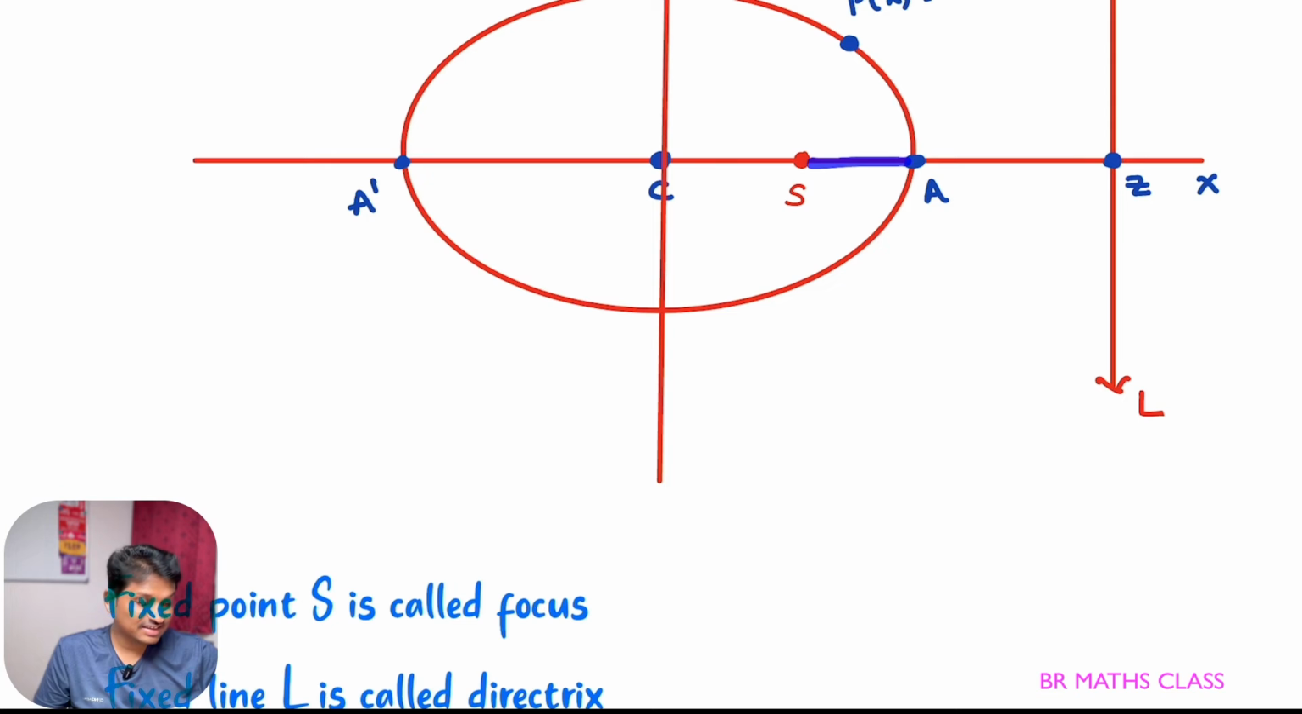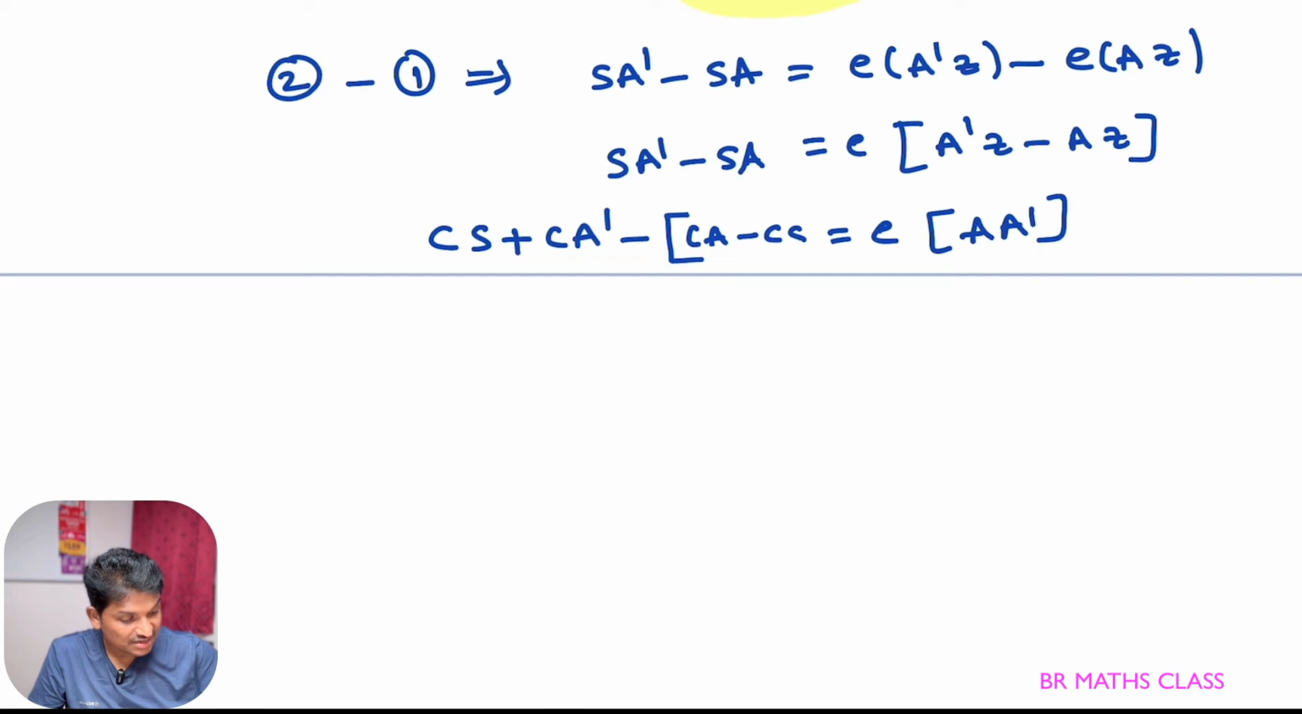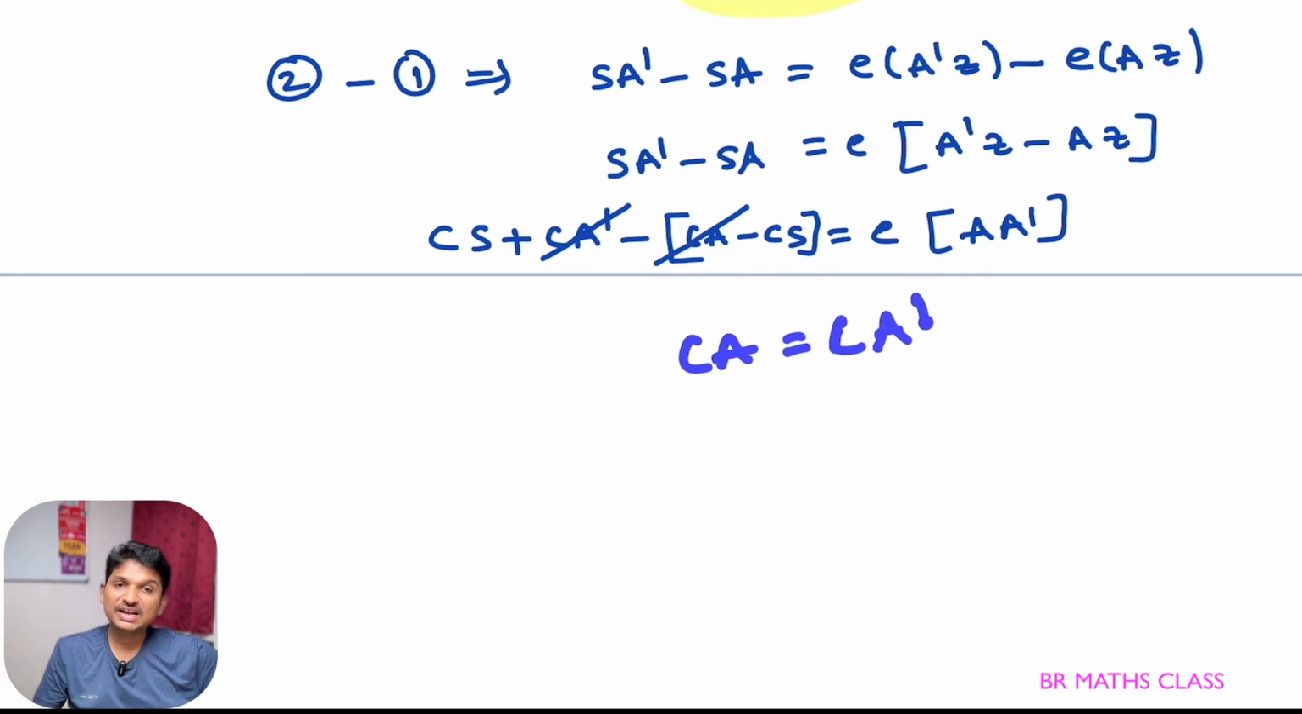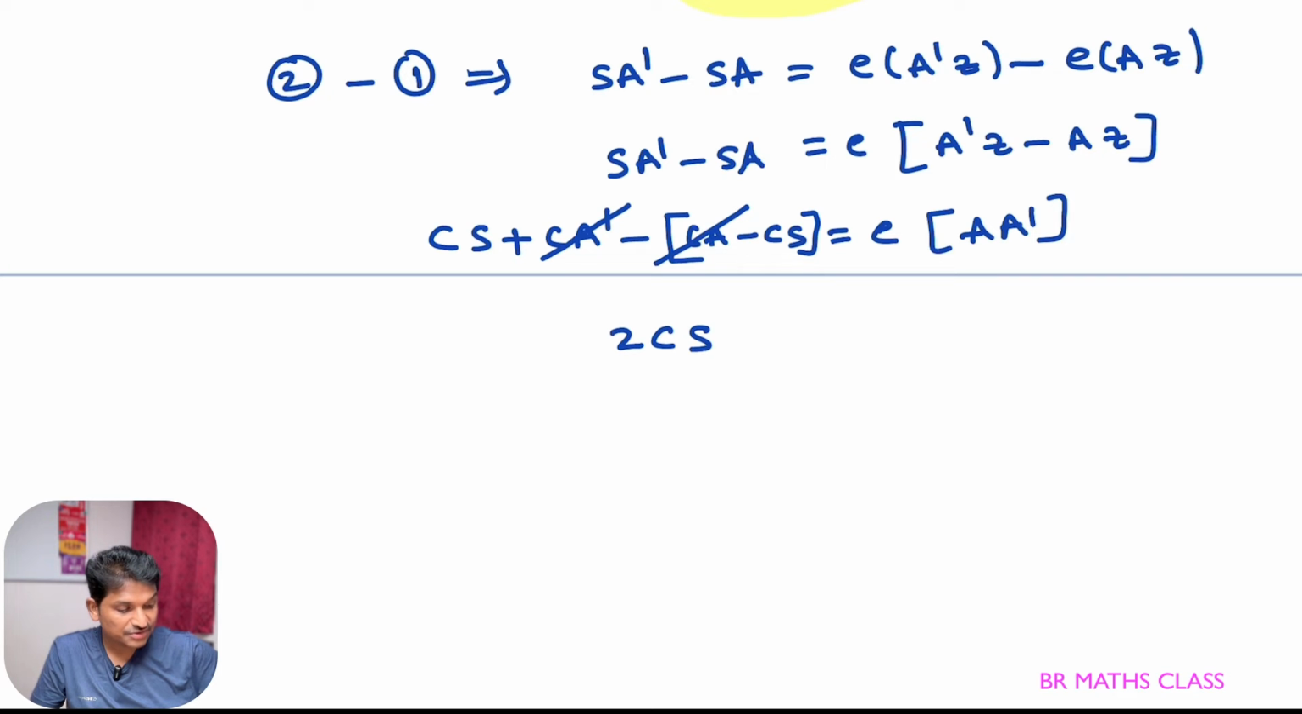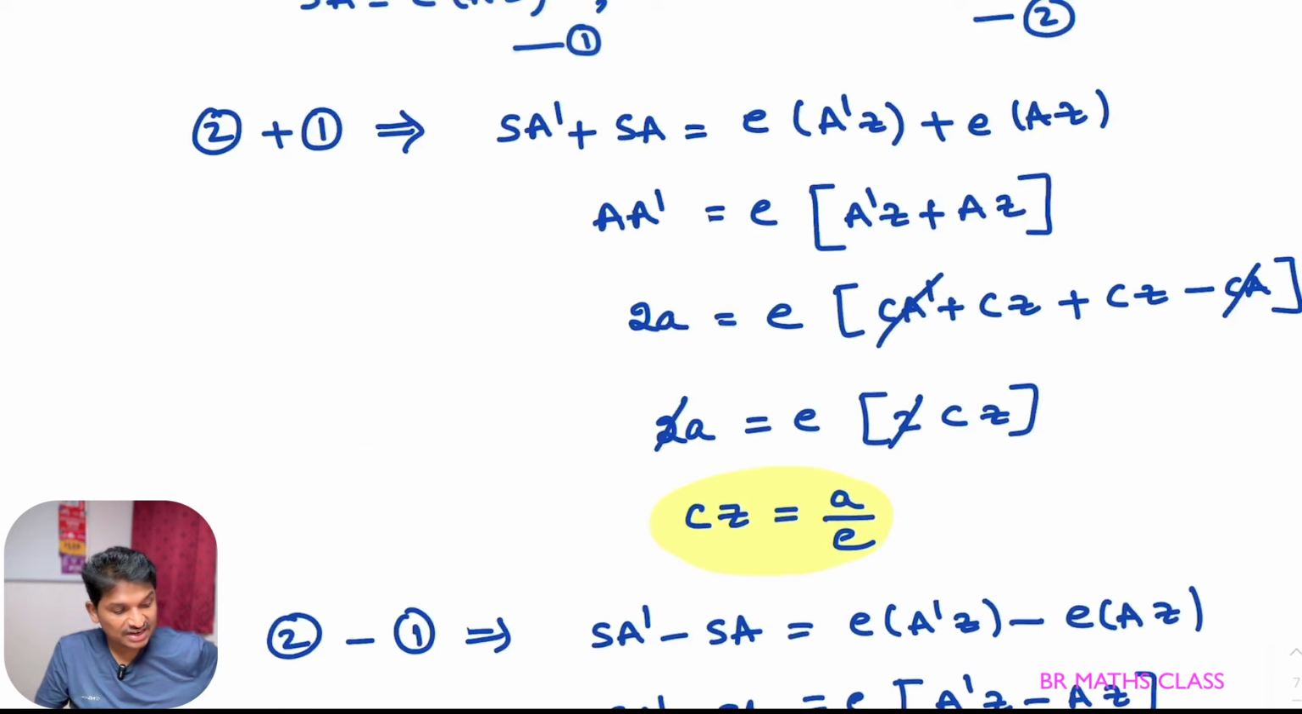How will you write SA by including C? CA minus CS. Now you can observe here, minus CA plus CA dash will get cancelled because we know that CA equals CA dash. So minus of minus is plus, CS plus CS. CS plus CS is 2 times CS, equal to E into A dash. A dash, observe the diagram.